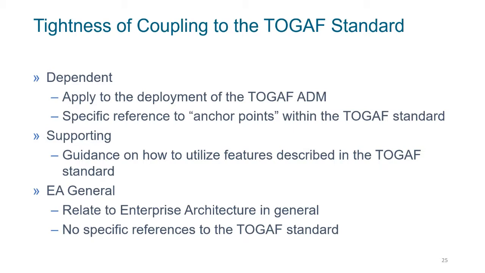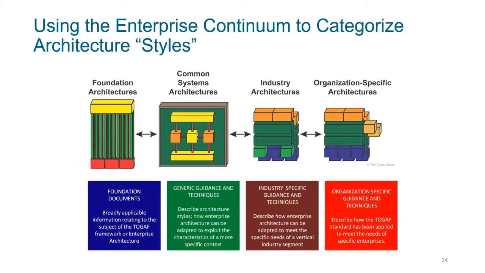So when we're talking about tightness of coupling to the standard, right? In some cases, again, the same explanation, from dependent to supporting to general, right? So basically going back to these boxes at the bottom of the diagram, that gives you an idea as to where you may be applying each one of these architecture styles, if you wish, right?